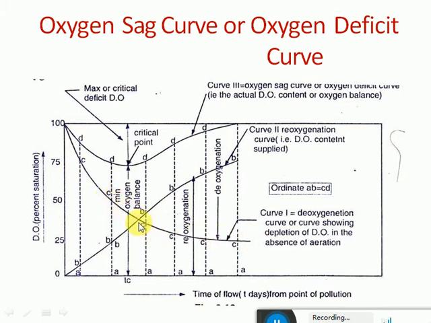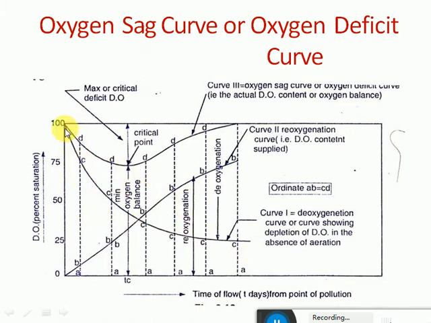Okay, so which can be expressed by this curve, and that is why it is called deoxygenation. That means removal or utilization of oxygen by the organic matter and bacteria, to oxidize the organic matter in the receiving river systems, where the oxygen is consumed. So that's why it is shown by this curve.